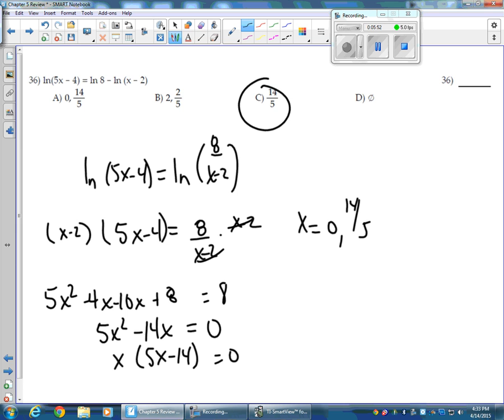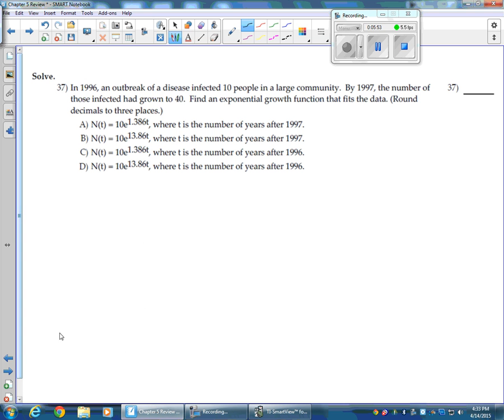All right, problem 37. Solve. In 1996, an outbreak of a disease infected 10 people in a large community. By 1997, the number of those infected had grown to 40. Find an exponential growth function that fits the data around the 3 decimal places. All right, hang on just a second.